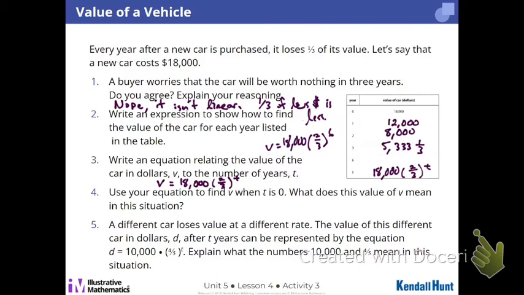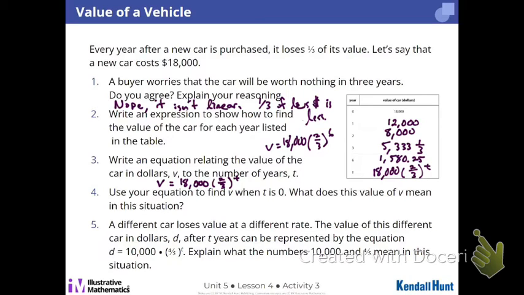All right. So let's all practice typing in our calculator, because fractions are a little more challenging potentially. I'll type in 18000, left parenthesis, 2 divided by 3, right parenthesis, exponent 6. 1,580.25. That is what I got.